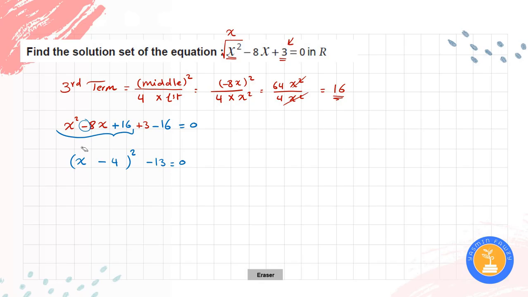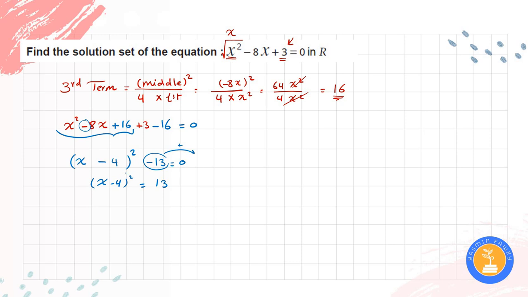So I can use the previous knowledge as we learned before. How can we solve an equation? Let's keep this one, x minus 4 to the power 2. And I want to get rid of anything beside the x to find the value of x. So let's move this one to the opposite side. It will be positive, of course. It will be 13. So if it goes here, it will be 13. 0 plus 13 equals 13.